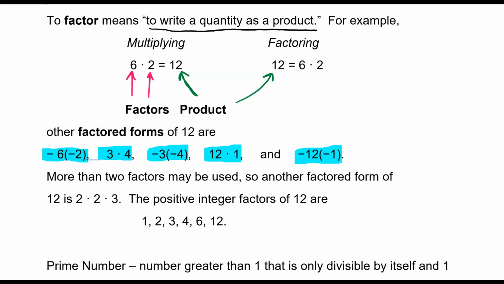So more than 2 factors may be used. Another factor form of 12 is 2 times 2 times 3, because when you multiply those numbers together, you get 12. I'm hoping you get the point right now of why we call those numbers factors. Factors form a product when they are multiplied together. So the positive integer factors of 12 are 1, 2, 3, 4, 6, and 12, because all of these numbers can divide into 12.